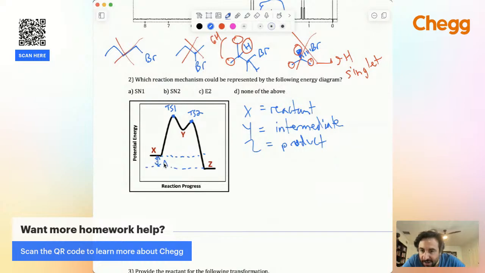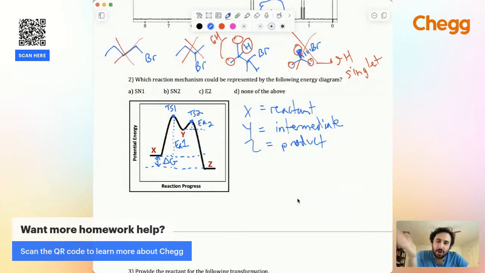And then right here, this is delta H. Or actually, if this is potential energy, it could be delta H or delta G, right? Depends if we're displaying enthalpy or Gibbs free energy. So it could be either. And then right here, we have activation energy 1. And then starting from the intermediate to transition state 2, we have activation energy 2.